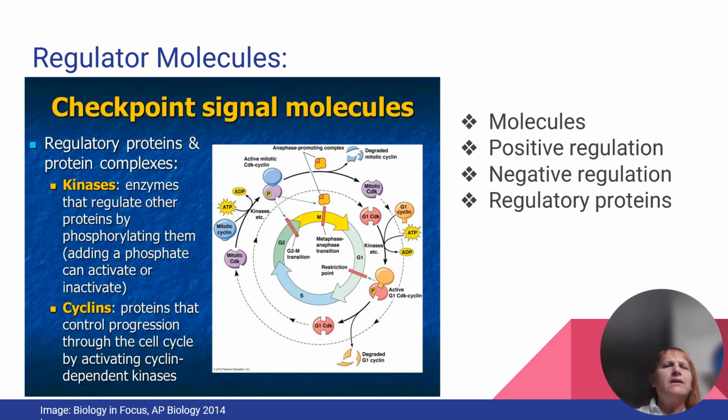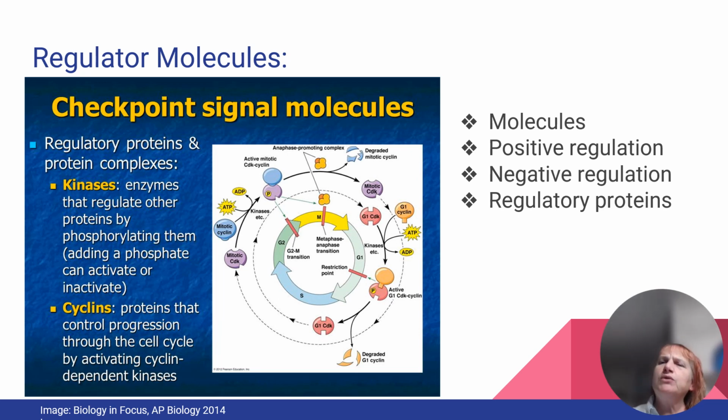Let's talk about regulator molecules. There's positive regulation, negative regulation, and they work with regulatory proteins. There are enzymes that get involved, a whole host of things, and complex protein complexes that get involved. We're going to talk about them all.